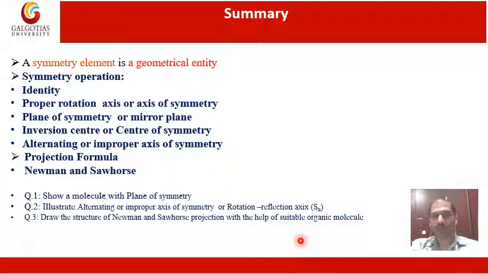After Newman, we also discussed the Sawhorse projection. In that case, a bond is represented by a simple line, and after that the atoms are represented. Similarly, we can also see molecules having different atoms or groups in their staggered and eclipsed forms. Those have a role in their stability. So overall, we discussed all the basics of this.